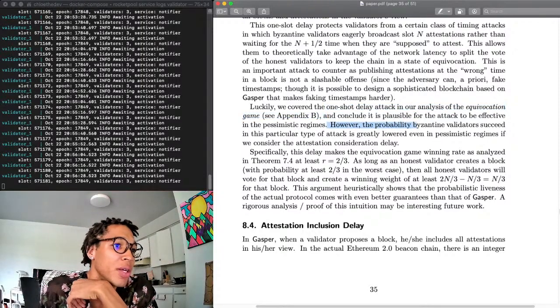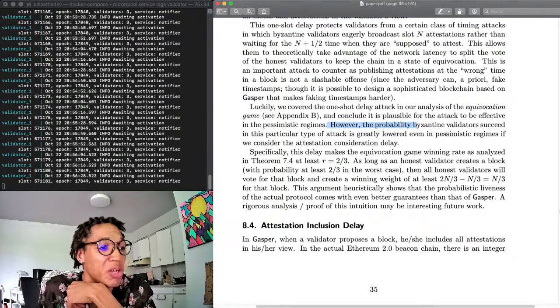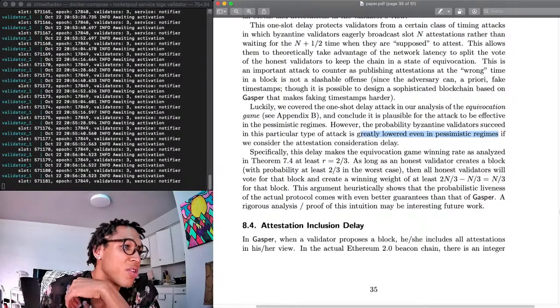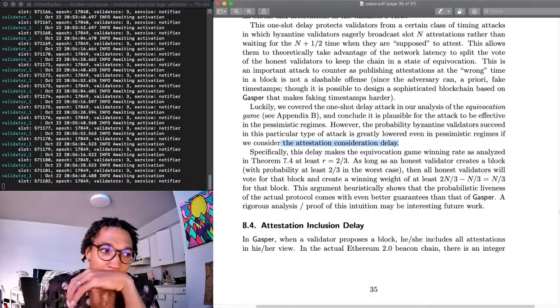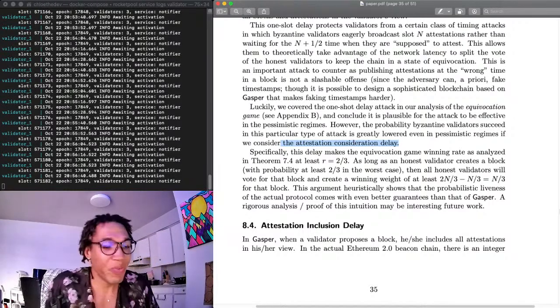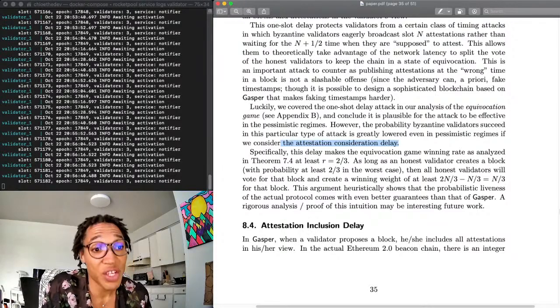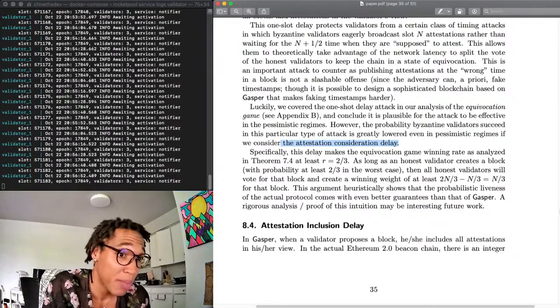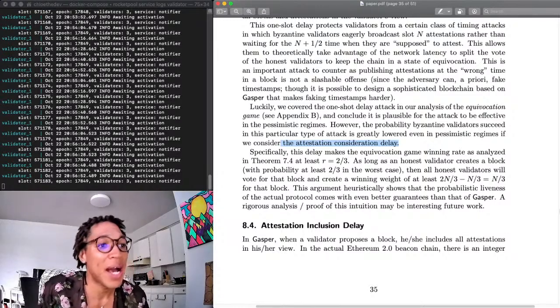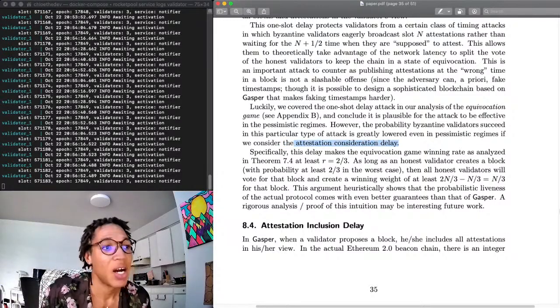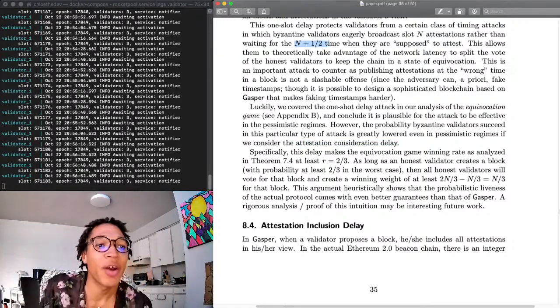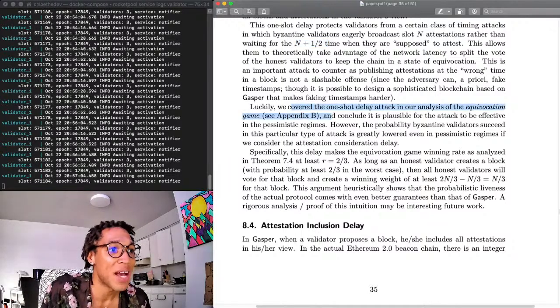However, the probability Byzantine validators succeed with this particular part of the attack is greatly lowered even in pessimistic regimes if we consider the attestation consideration delay. So that's why it shows you that even in this pessimistic scenario, yes, it is possible to have some sort of issues where a time attack could cause problems, but if you have some sort of attestation consideration delay, which is that N+1/2, I'm pretty sure that is where you are able to remove that kind of issue. But we'll go through it more in Appendix B.